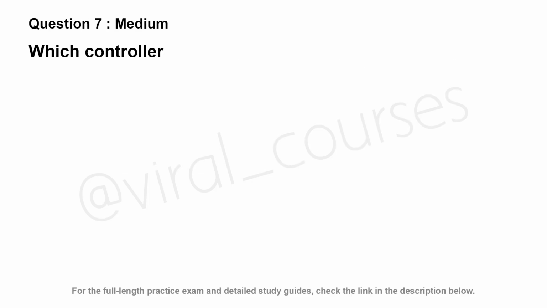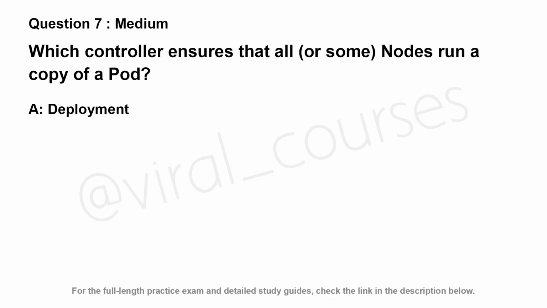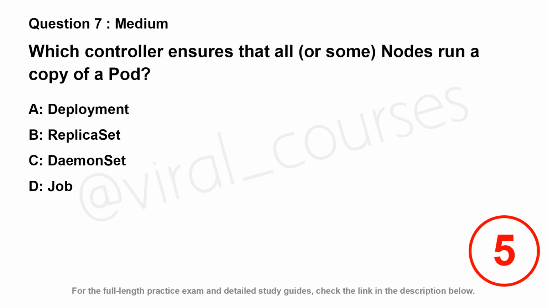Which controller ensures that all, or some, nodes run a copy of a pod? Option A. Deployment. Option B. ReplicaSet. Option C. DaemonSet. Option D. Job.